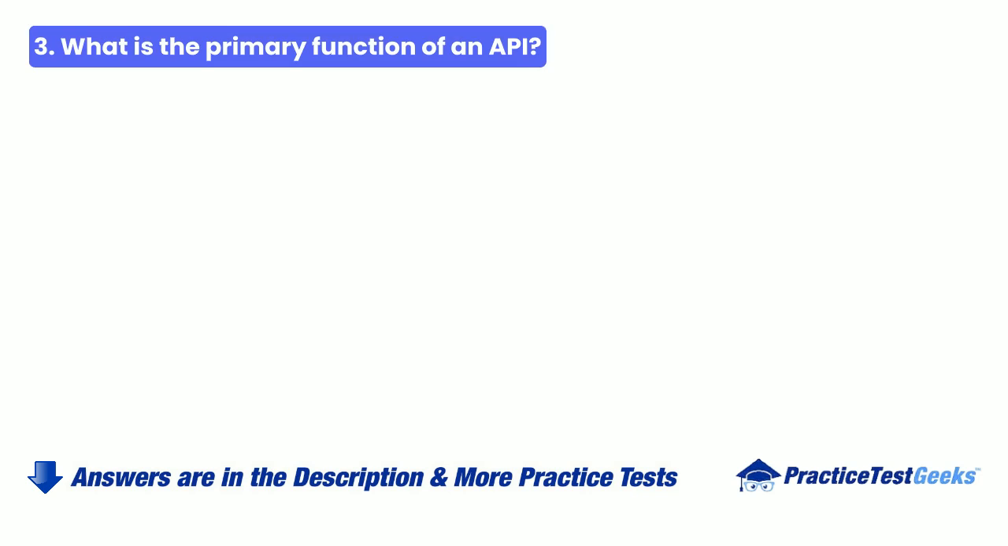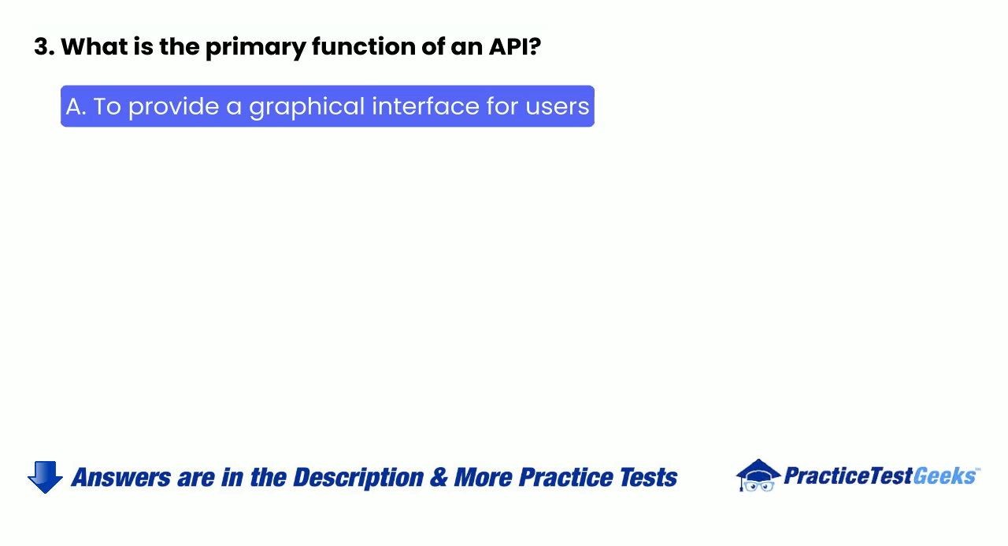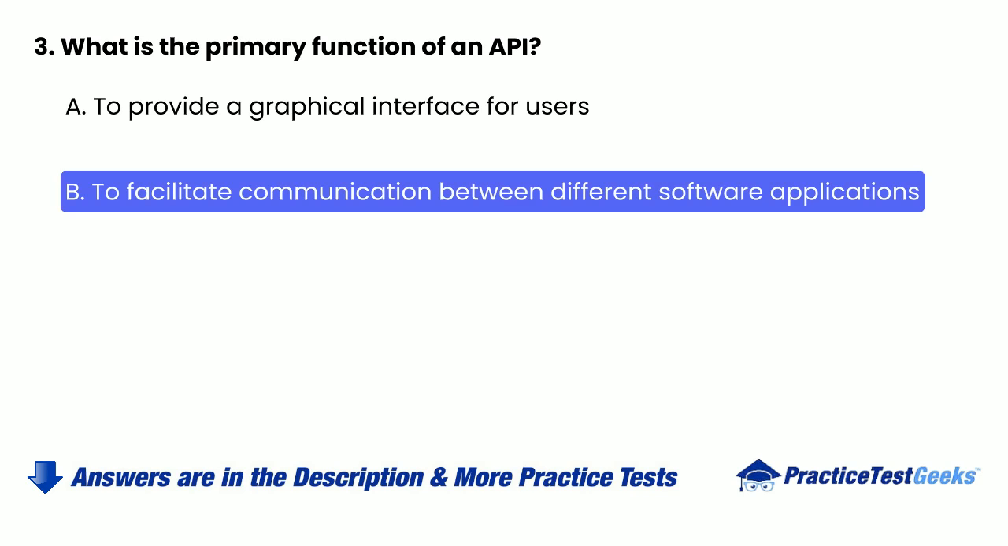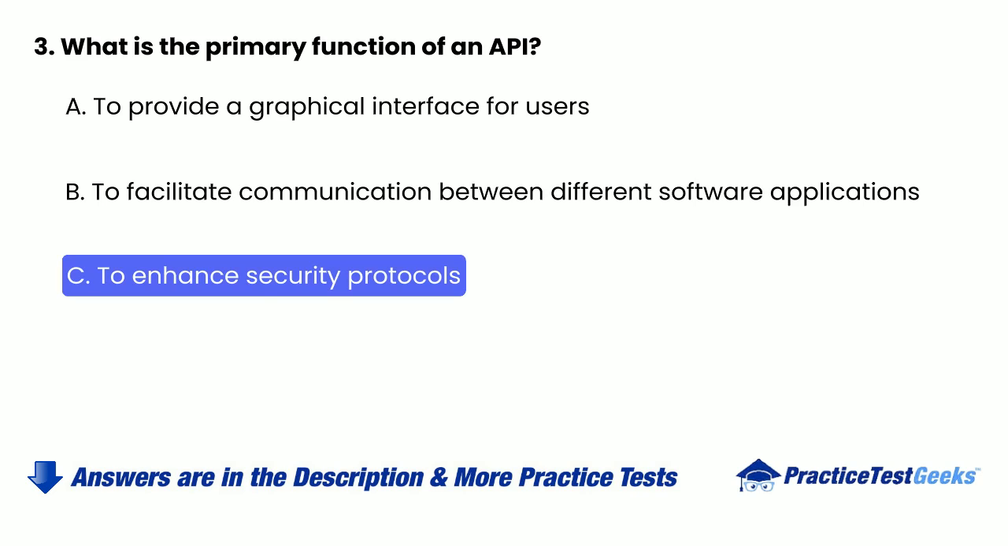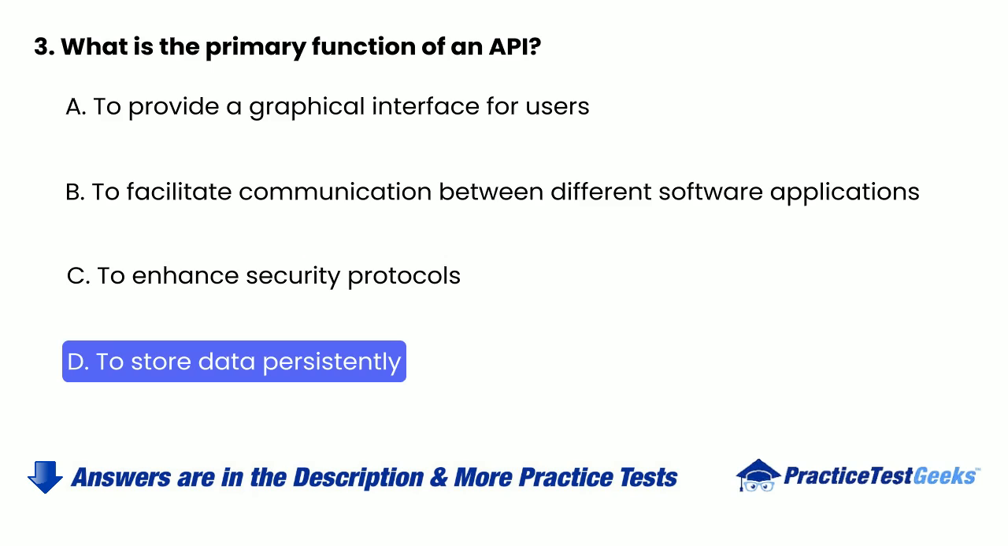3. What is the primary function of an API? A. To provide a graphical interface for users. B. To facilitate communication between different software applications. C. To enhance security protocols. D. To store data persistently.